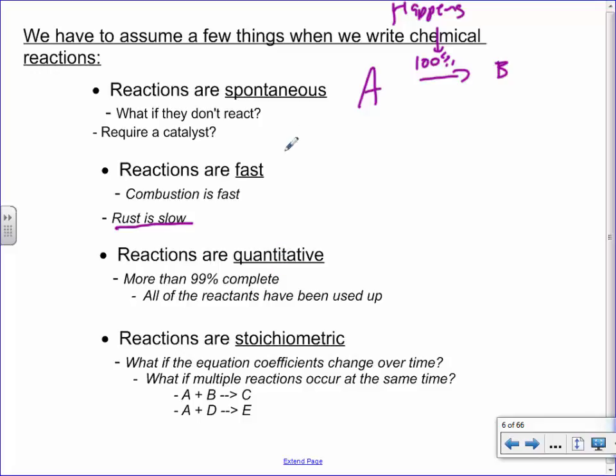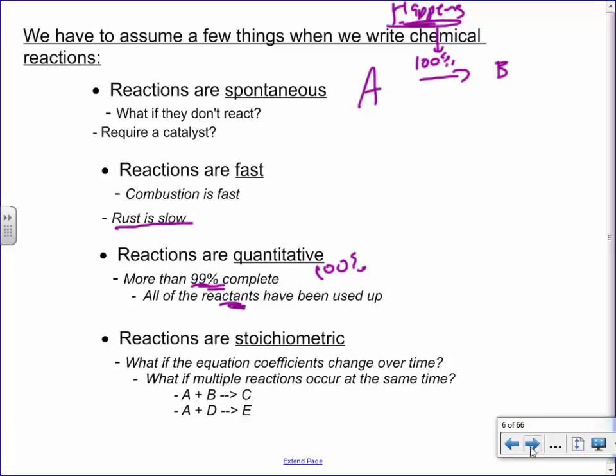This one right here is kind of the same as spontaneous. I guess I should be more specific here. We assume that they're spontaneous, meaning we assume that they actually happen. But we also assume that they happen at least 99, preferably 100% of the time. That's the other thing we like to assume, is that not only do these reactions occur, but when they do occur, that all of the reactants get used.